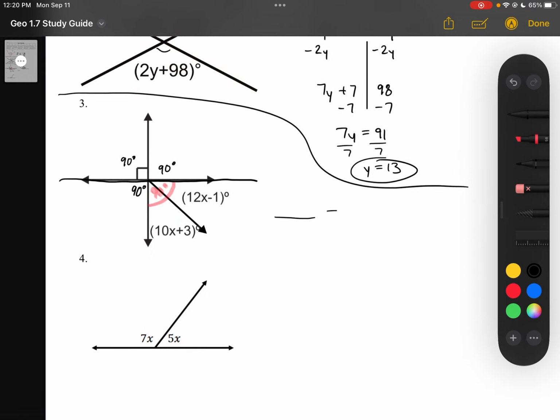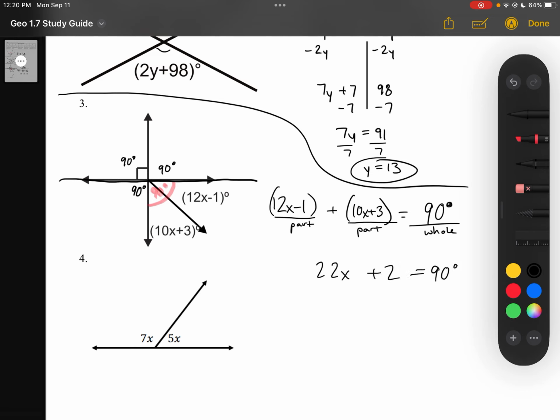So we can set up the same framework that we did for the first question, where we have part plus part equal to whole. The first part that we have is the 12x minus 1 part. The second part is the 10x plus 3 part. And the whole, the measure of everything together, that's where the 90 degrees comes in. So putting our like terms together, we get 22x plus 2. So 12x and 10x gets us 22, and then minus 1 and positive 3 gets us positive 2.